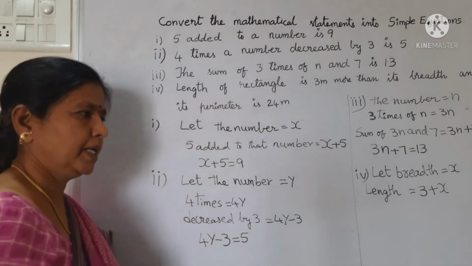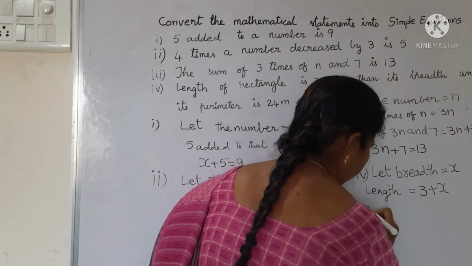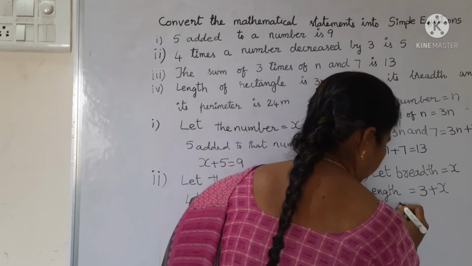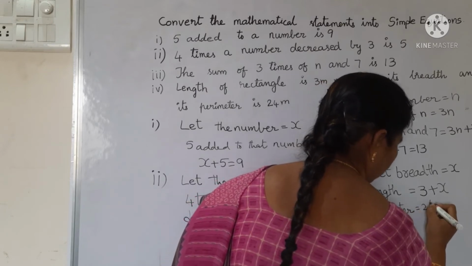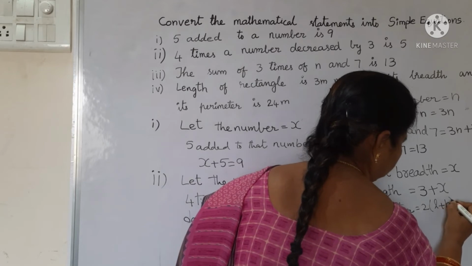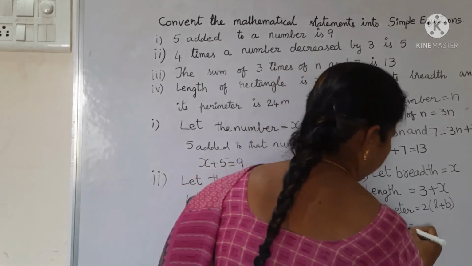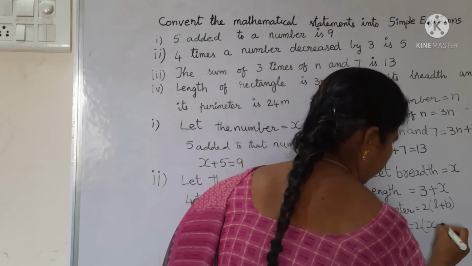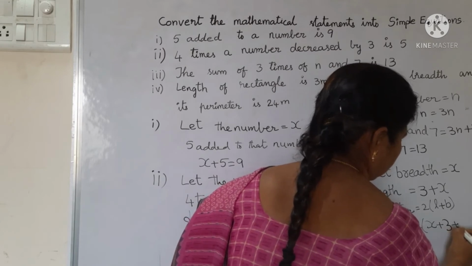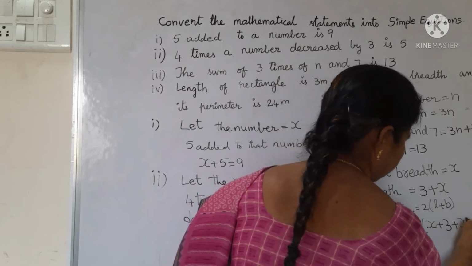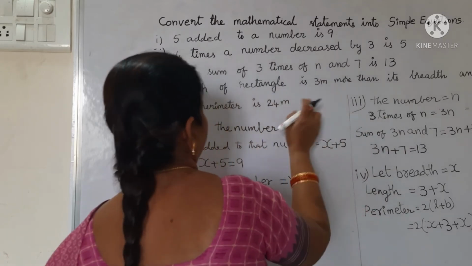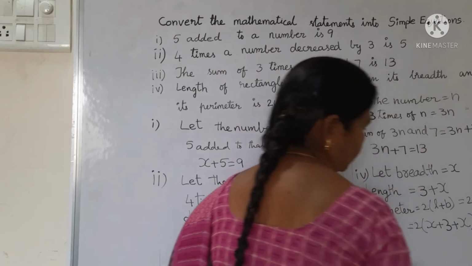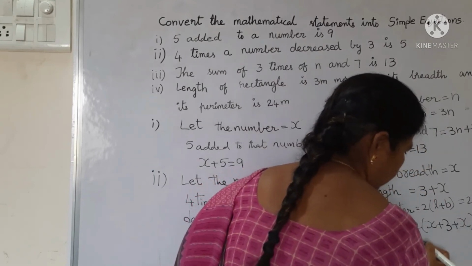What is the formula for perimeter? Perimeter is nothing but length breadth is given, means it is rectangle. Perimeter of a rectangle is equal to 2 bracket length plus breadth. So 2 bracket, what is the length? Length is x plus 3 or 3 plus x. And what is breadth? Breadth is x. And perimeter is equal to 24 meters. So this is equal to 24.